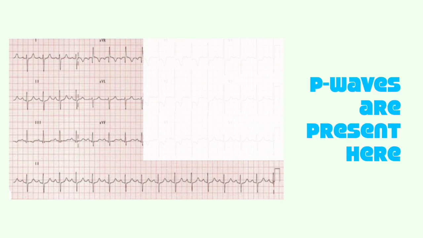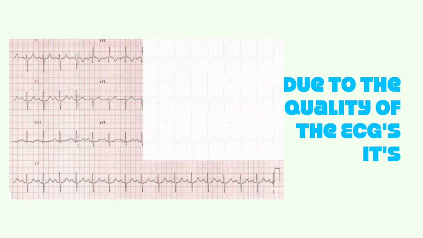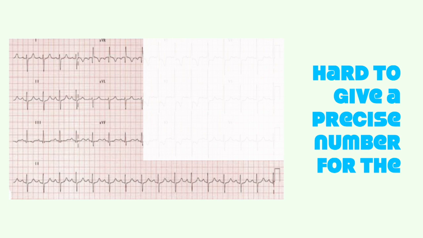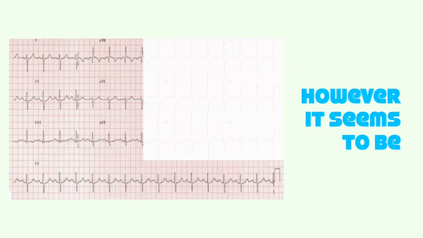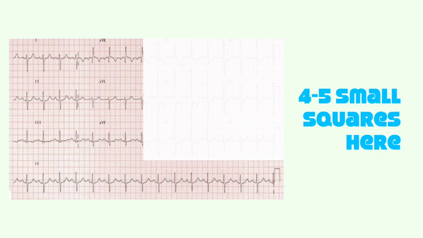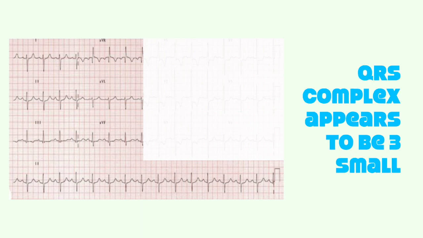P waves are present here. Due to the quality of the ECGs, it's hard to give a precise number for the PR interval. However, it seems to be 4 to 5 small squares here. QRS complex appears to be 3 small squares.